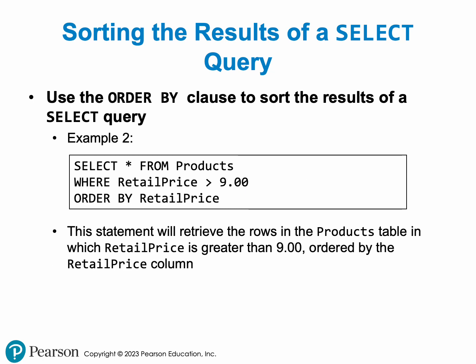Here's an example of that. We are selecting every single row from the table products where retail price is greater than 9, and we're ordering it by that same column, retail price. So we're going to start at a price of 9.01 if it exists in that table, and we're going to go on to the max value that exists inside of that column, retail price.